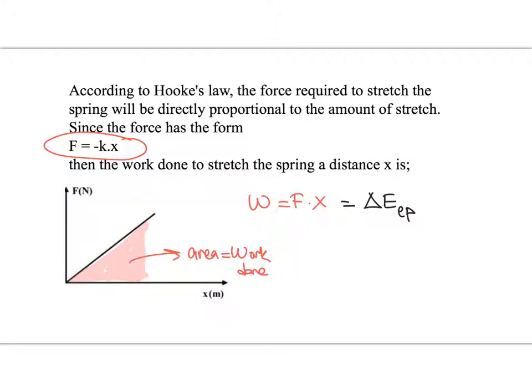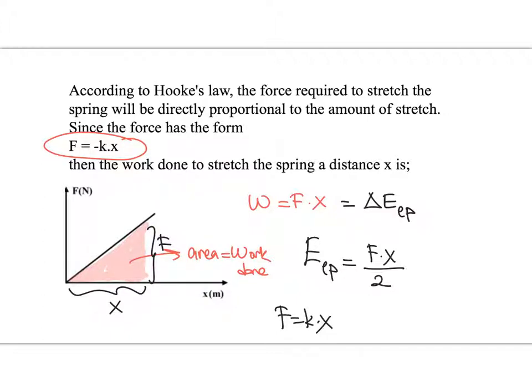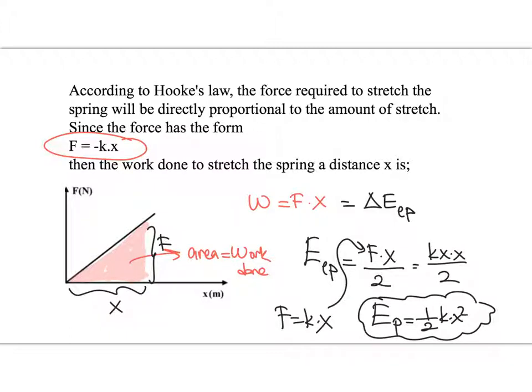So let's calculate it. Elastic potential energy is equal to the area, which is force times the amount of stretch over 2. As F is equal to Kx, let's put it here: Kx times x over 2. I have the formula 1 over 2 Kx squared. This is the formula I'm going to use for deposited potential energy in elastic objects.